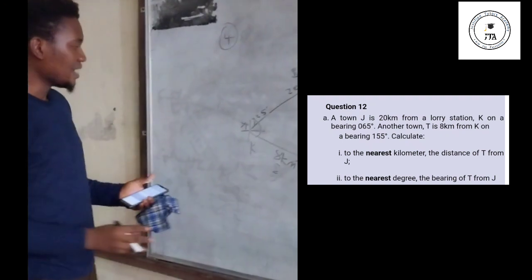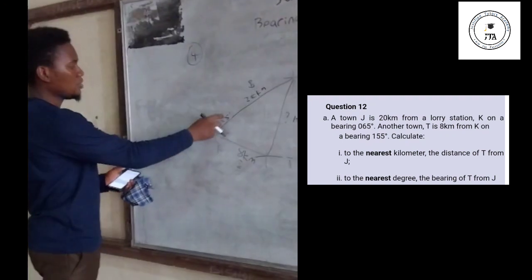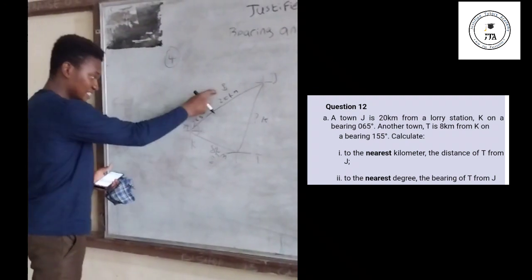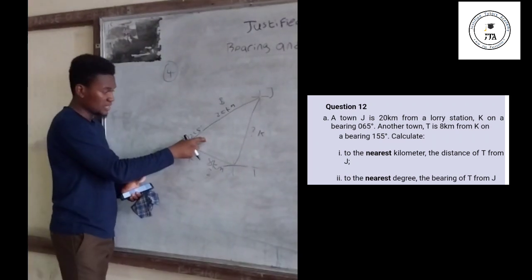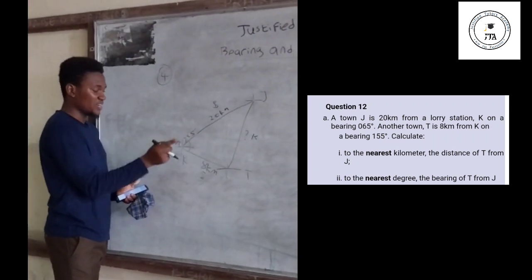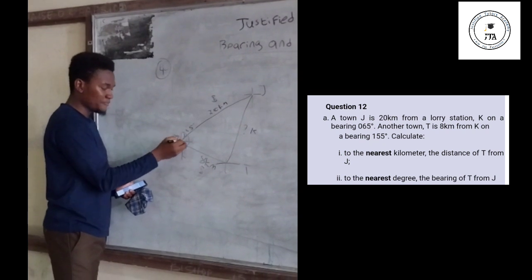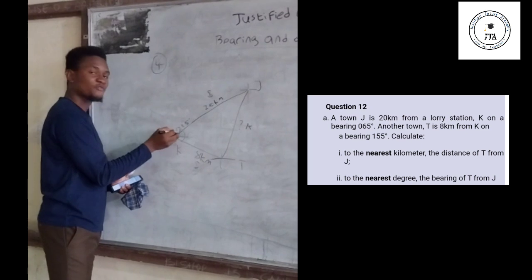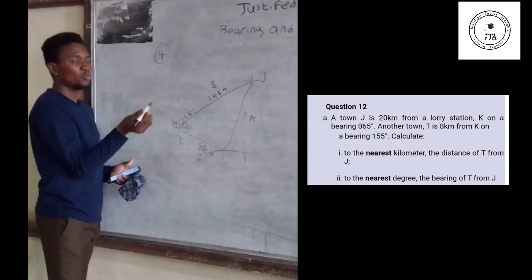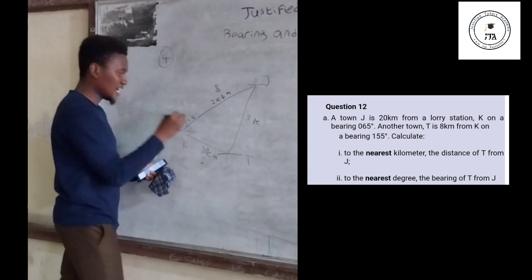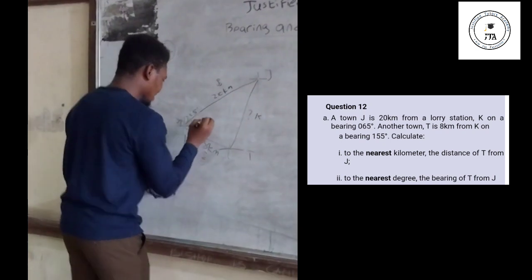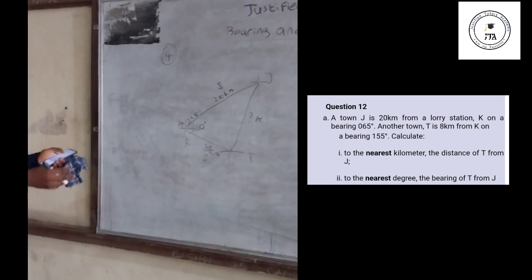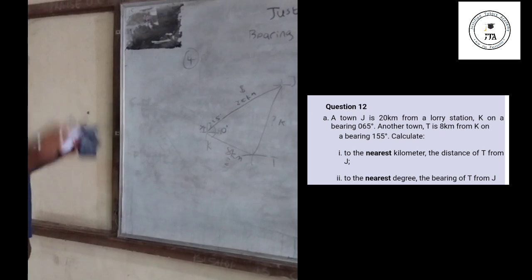So now we already have our side, and we are going to find the angle here. It's very simple. Since here is 155 degrees and here is 65 degrees, just do 155 minus 65, which gives us 90 degrees. So now this is the right angle of the triangle.